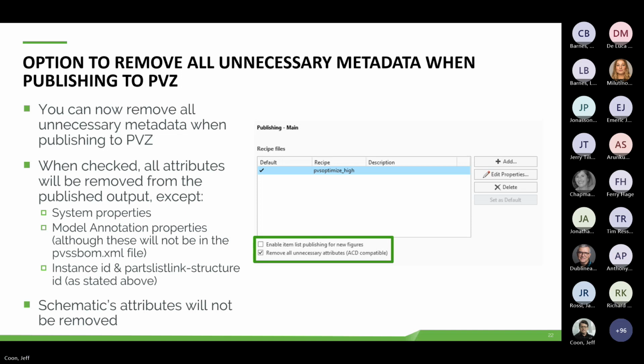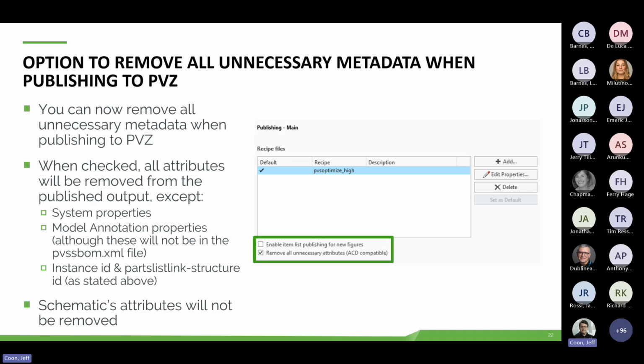So this particular capability is one we added to make it easier to protect intellectual property. That was the primary focus here. This is an option in Creo Illustrate. You can see here in the publish settings, you now have the option to remove all unnecessary attributes, but still maintain compatibility with ACD, Arbor Text Content Delivery. You check that box and we go through and remove all the attributes.